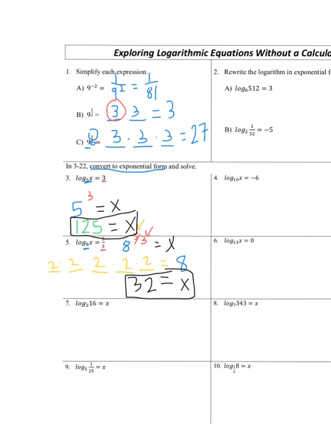Number 7, our base is 2. So it's going to be 2. Our exponent is x. 2 to the x equals 16. So how many times do we multiply 2 by itself to get 16? And that is 4.